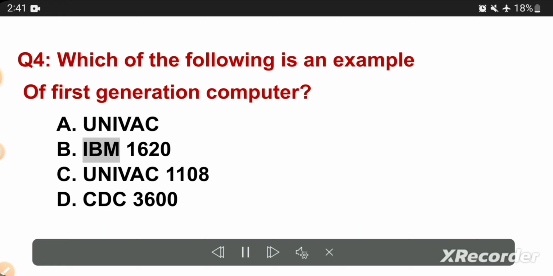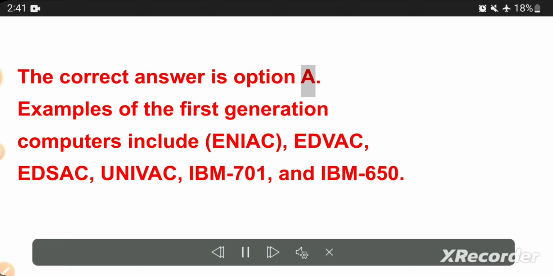Q4. Which of the following is an example of first generation computer? UNIVAC, IBM 1620, UNIVAC 1108, CDC 3600. The correct answer is option A. Examples of the first generation computers include ENIAC, EDVAC, EDSAC, UNIVAC, IBM 701, and IBM 650.